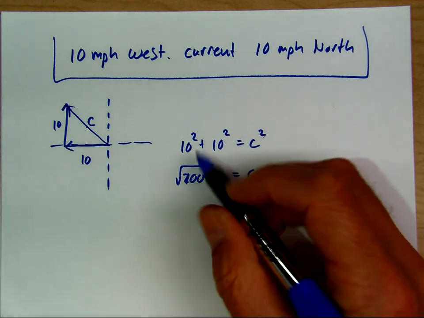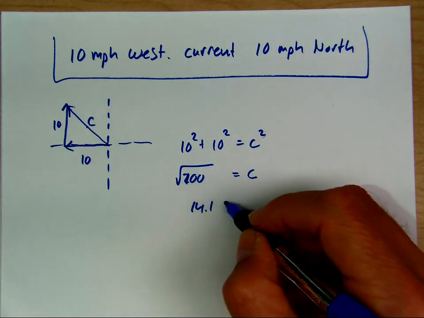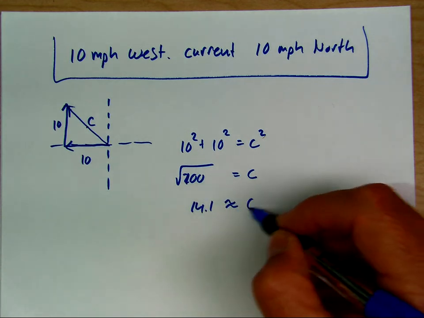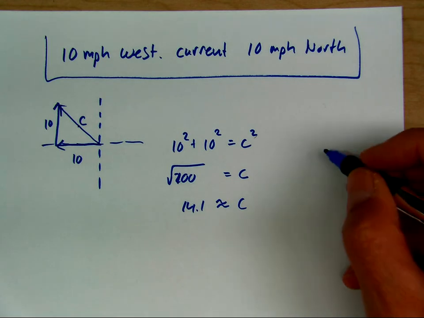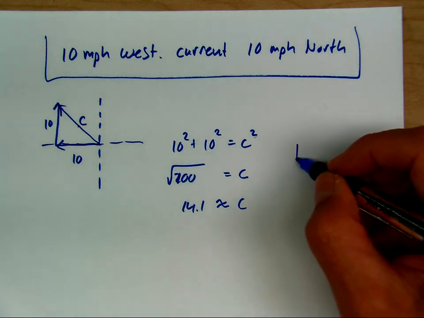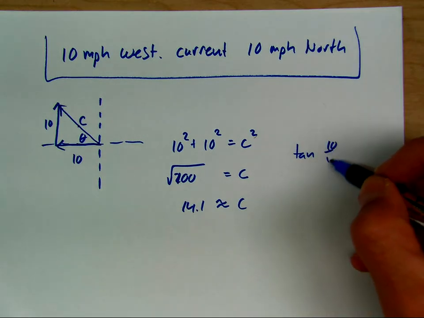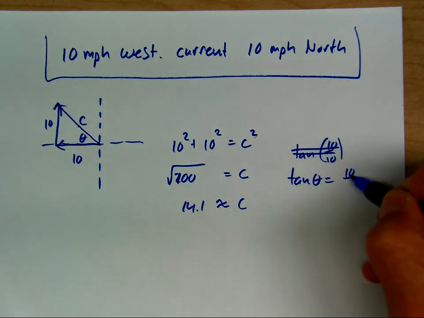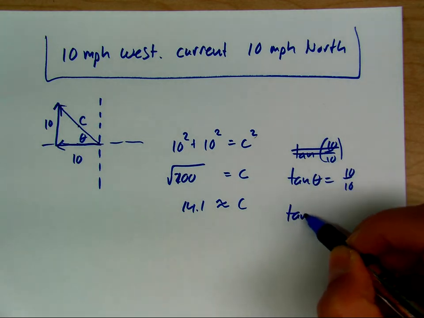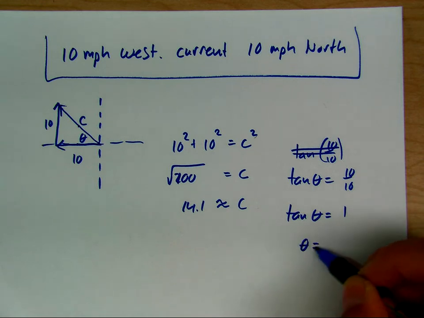And that'll be 100 plus 100, square root of 200. 14.1 is approximately equal to the length. And then we'll say that tangent of theta is 10/10. So tangent of theta is 1. And we know that that equals 45 degrees.